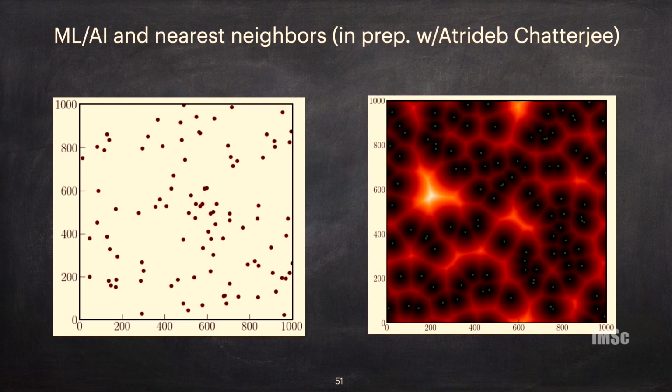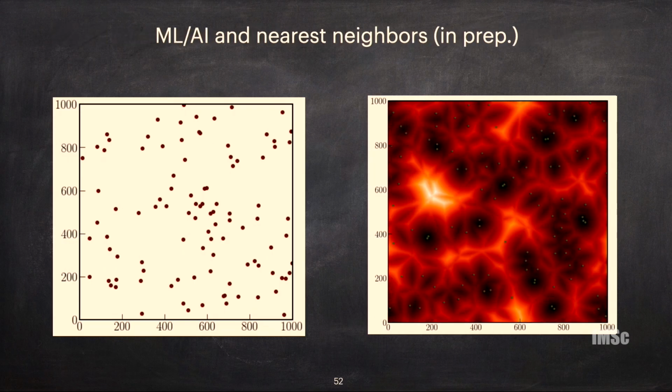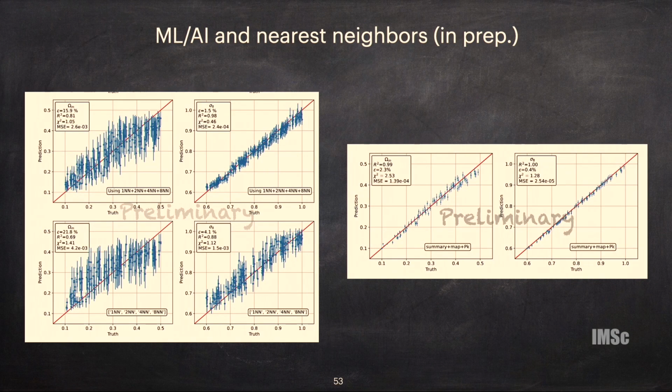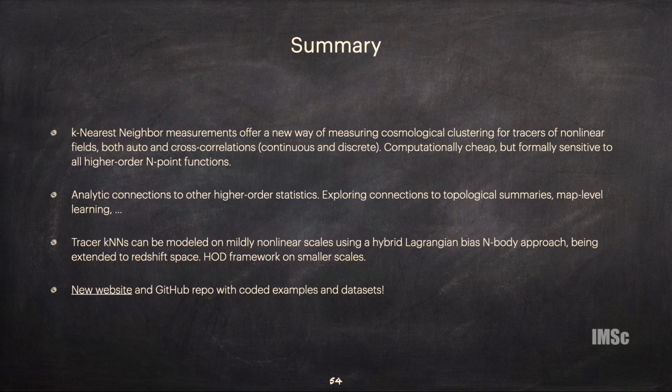What I am doing with Othrideb, who was a postdoc at IUCAA and has now moved to Groningen, is to see if with machine learning, we can extract even more information out of this raw image compared to the information that we already capture in the distribution functions. We have some preliminary results, but I will not waste your time here. We can discuss this over coffee if you are interested.